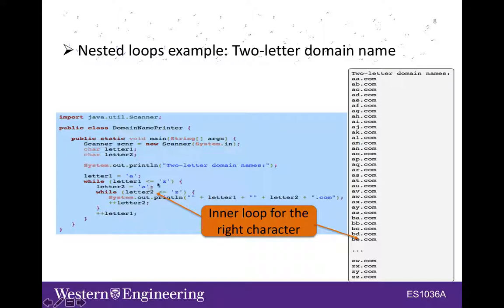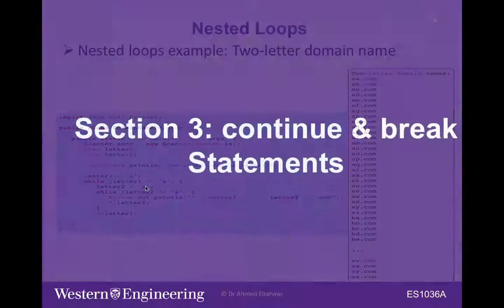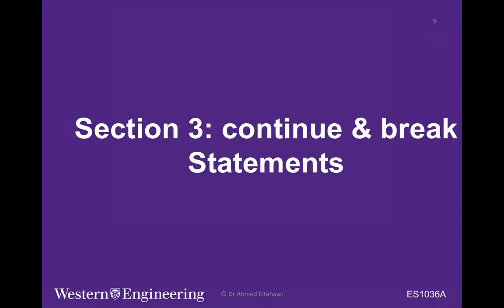For example, I'm starting at a, so I start at a and increment here. Then I switch to b. If I start at b, I would like to start from a again, so I reinitialize this one inside the loop to be a. This is very important. Take care of that. Okay, that's for the nested loop.